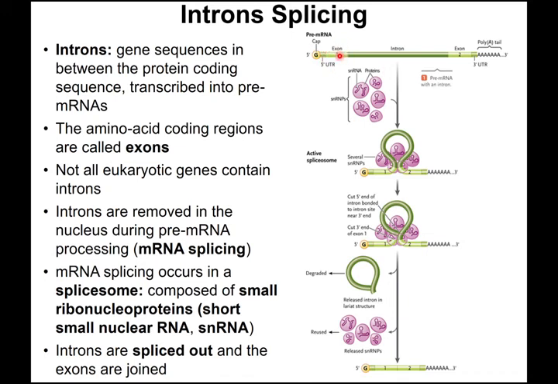So this exon 1 here, after the removal of this intron, will be joined directly to exon 2, which again includes the information for the protein. If there is another intron here, it will be removed as well.